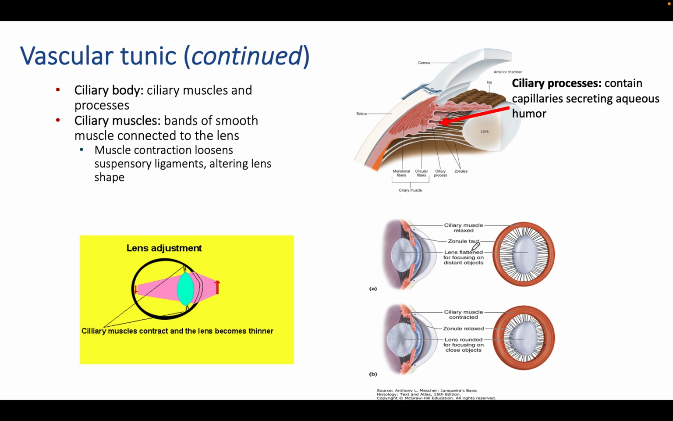Okay, so this has to do with us changing the shape of our lens. So the light coming into our eye is focused a little bit differently, so we can see things more or less clearly, depending on if we're looking at things up close or if we're looking at things at a distance.